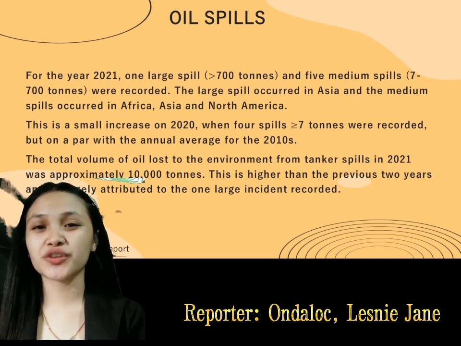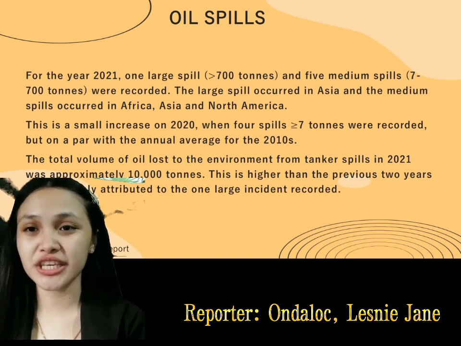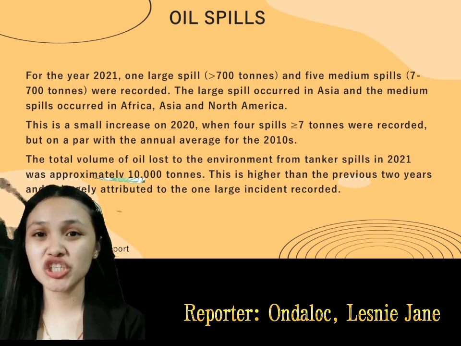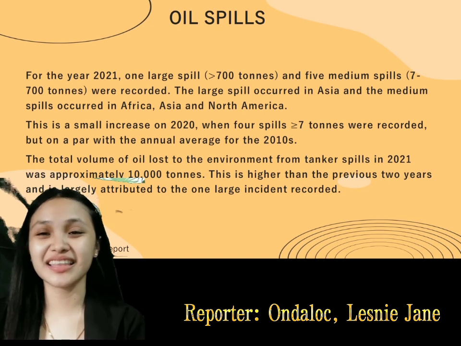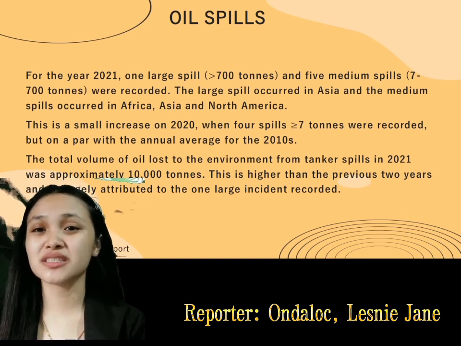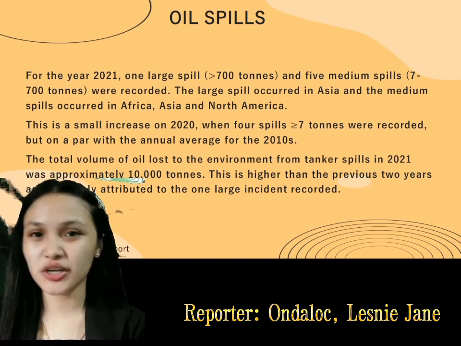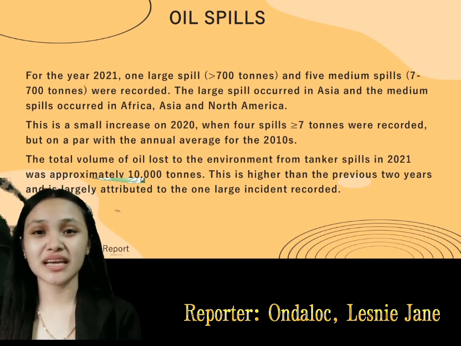Lastly is oil spills. One major leak over 700 tons and 5 minor spills between 7 and 700 tons were reported for the year 2021. The major spill happened in Asia, while smaller accidents happened in North America and Africa. Compared to 2020, when 4 spills totaling around 7 tons were reported, this is a slight increase, although it is still about typical for the 2010s.